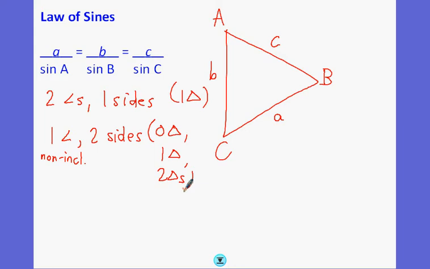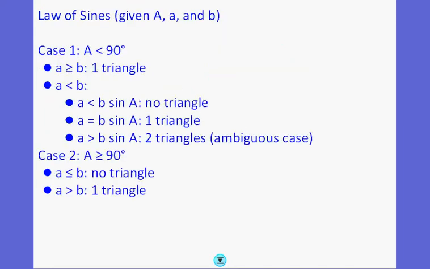What we're going to do is to actually look at when these situations arise. Okay, and so these are the notes from today. This is pretty much what you have to learn. We are assuming that we're given angle A and the sides A and B. Again, in this situation, these are 2 sides. This is one of the non-included angles.